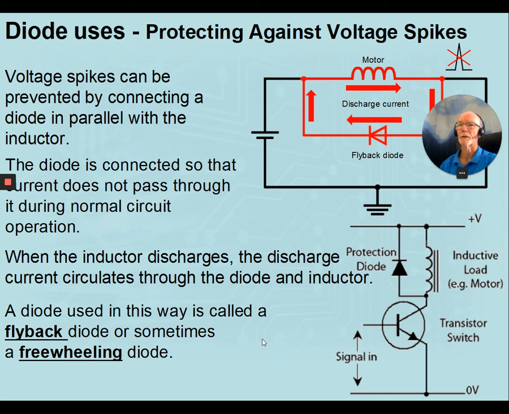And those are the two uses which diodes are commonly put to: rectification, and freewheeling or flyback diodes as protection circuits.